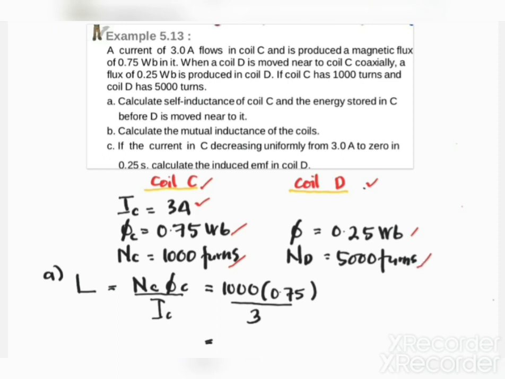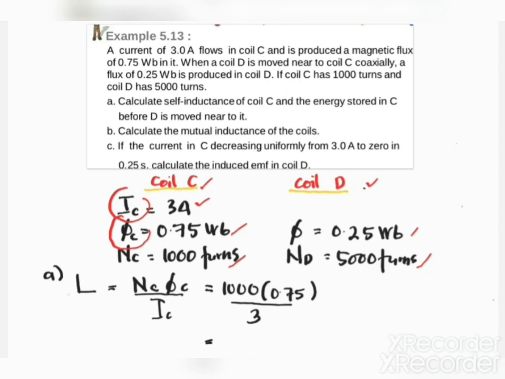So to calculate the self-inductance of coil C, we have to refer to all the quantities given based on coil C. We have three formulas for self-inductance, but the most suitable formula to calculate the self-inductance of coil C is based on flux linkage, since we already have the current flowing through the coil and the flux through the same coil.